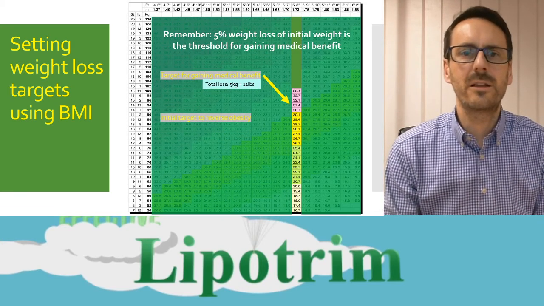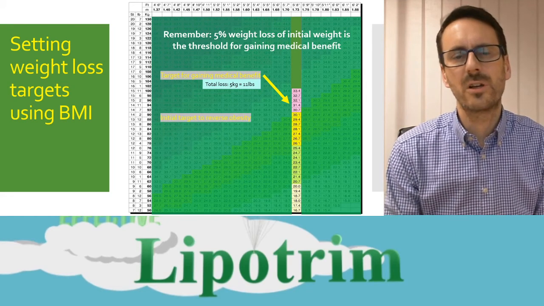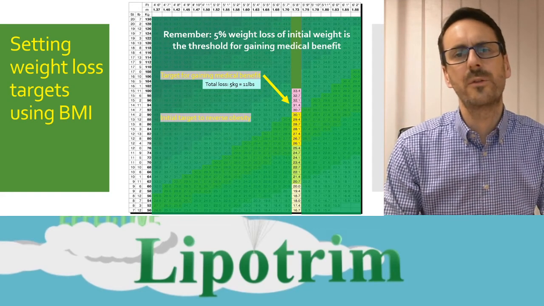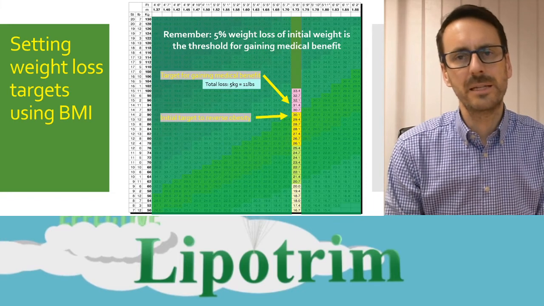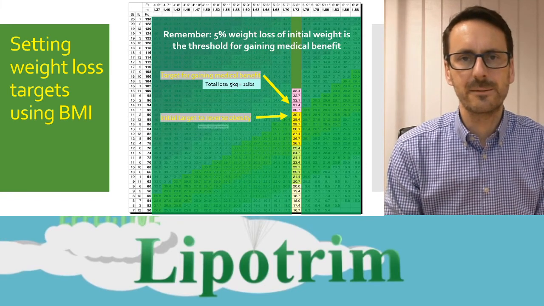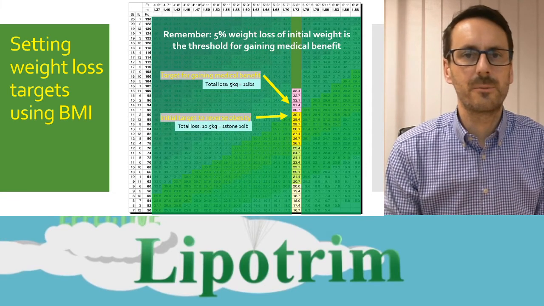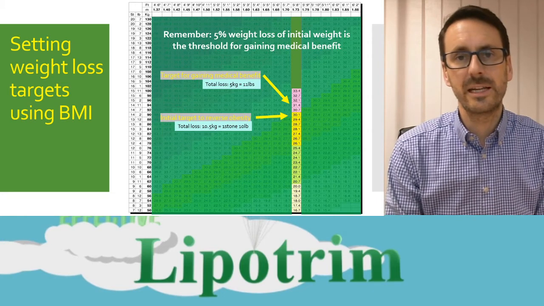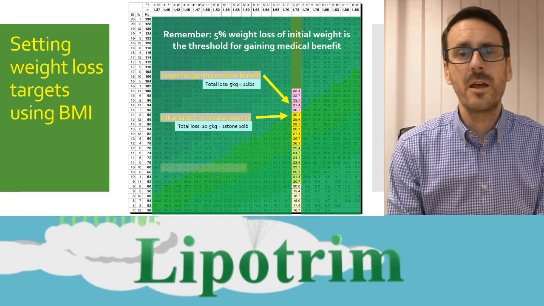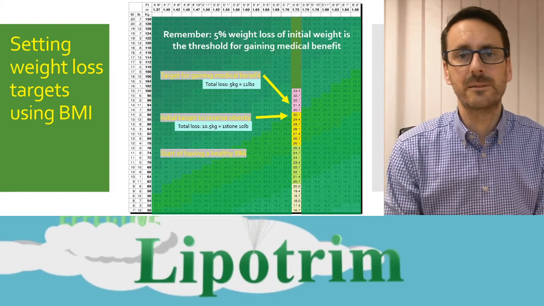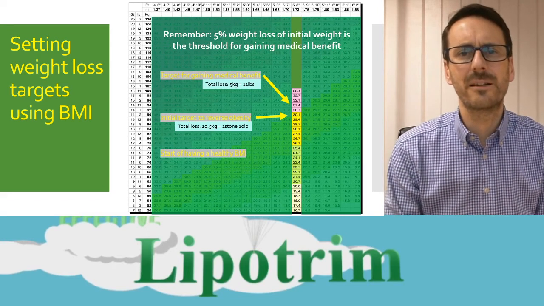So let's have another look at a different target. So the initial target to reverse obesity. So we want this patient ideally to be below BMI 30. And for this particular patient, a total loss of just over 10 kilos, which is just under 2 stone, would reverse their obesity. And that's going to have a really big effect.